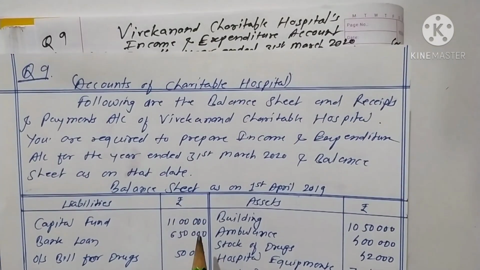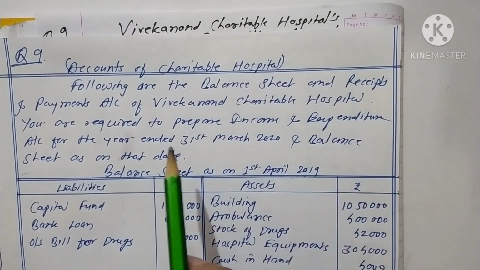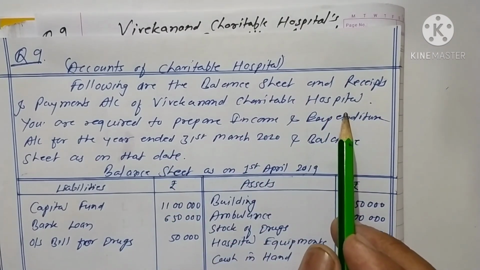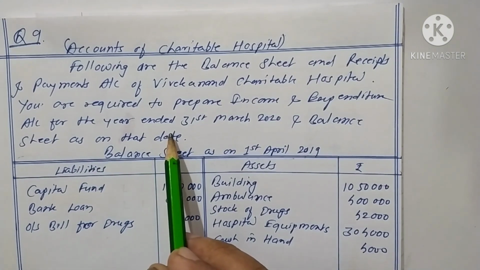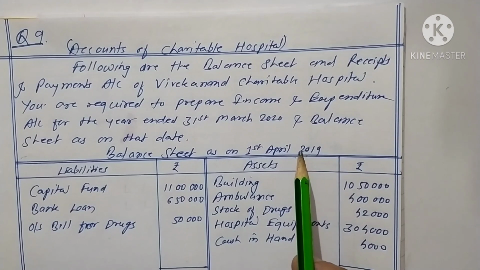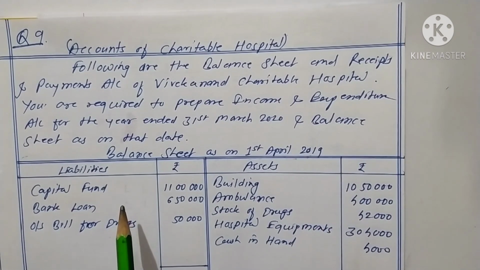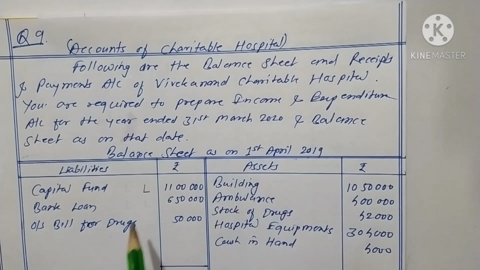Following are the balance sheet and receipt and payment account of Vivekanand Charitable Hospital. You are required to prepare the income and expenditure account for the year ended 31st March 2020 and the balance sheet as on that date. Now the balance sheet. Liabilities: capital fund is a liability. Bank loan is also a liability.